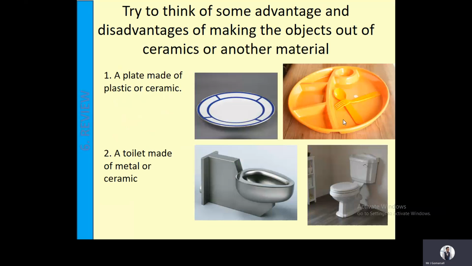Try and think of an advantage and disadvantage of making some of these objects out of ceramics or out of another material. So here you go. You've got a plate made of plastic on the right, a plate made of ceramic on the left. What might be the advantage of making it out of plastic? What might be a disadvantage? And at the bottom there, what about a metal toilet bowl versus a ceramic toilet bowl? What's the advantage? What's the disadvantage of each of those options?